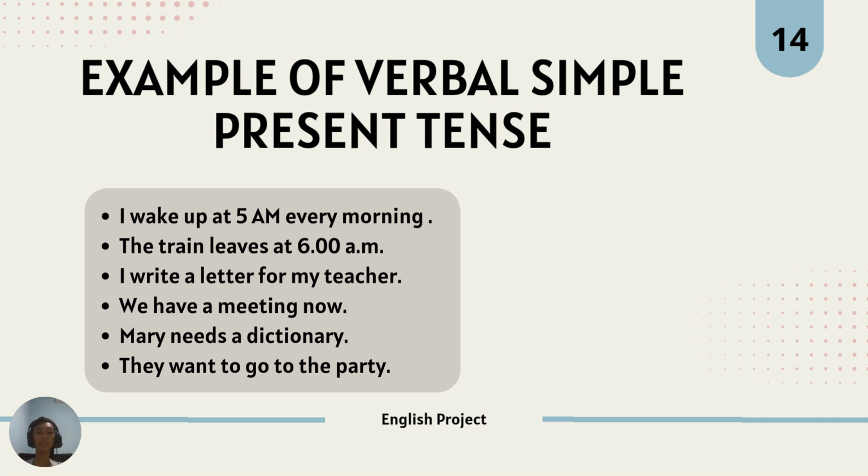Example of verbal simple present tense. I wake up at 5 a.m. every morning. The train leaves at 6 a.m. I write a letter for my teacher. I think it's wrong. I write a letter for my teacher every time. We have a meeting now. Mary needs a dictionary. They want to go to the party.